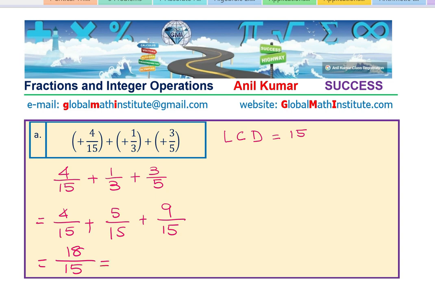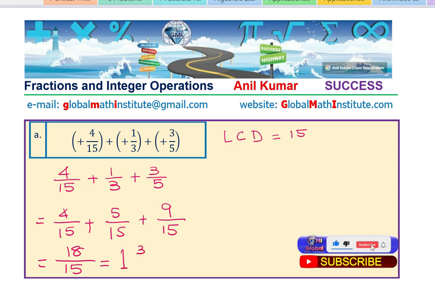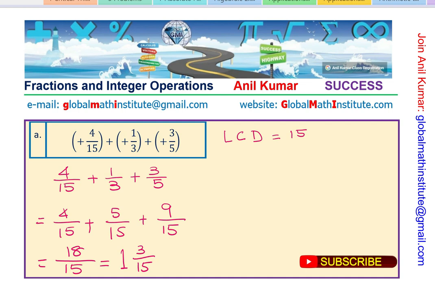You may write this as a mixed number, dividing 18 by 15, 1 whole. 3 remains, which needs to be further divided by 15. And that is how you answer this question. So I hope that is clear, right?